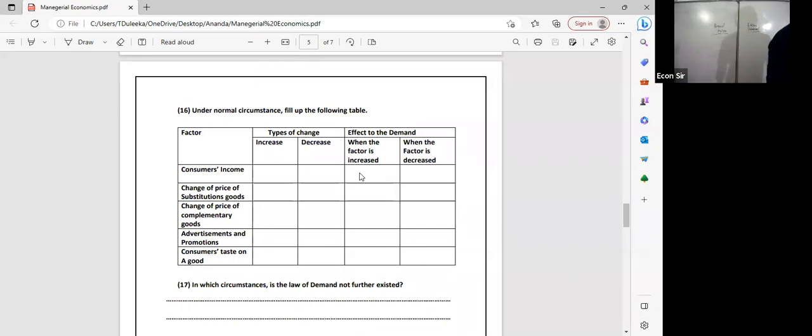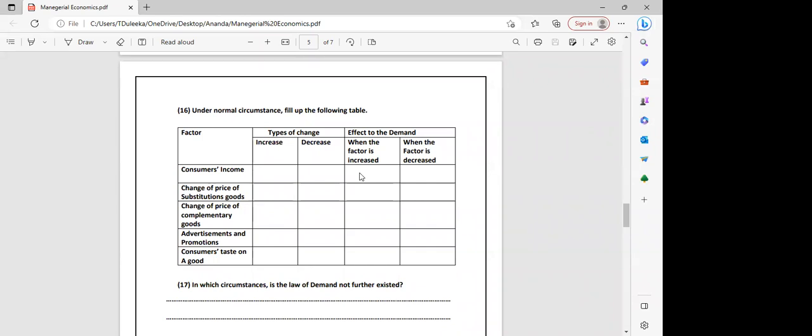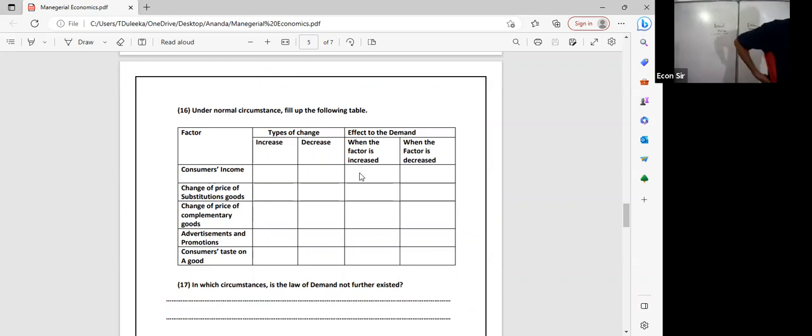Out of this, what will the considered good be? Bread. Bread. Wrong. Answer is wrong.